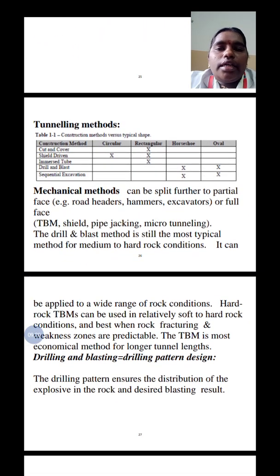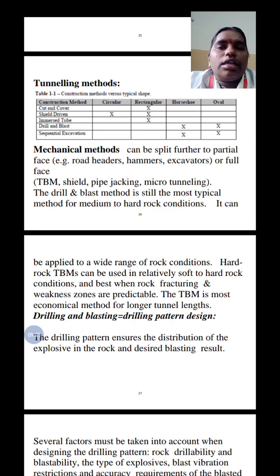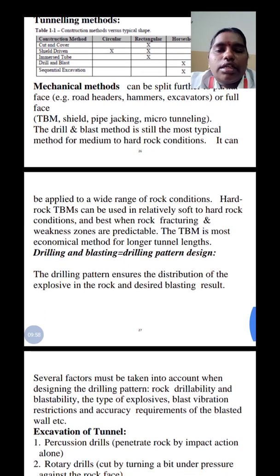Next one, tunneling method. It has 5 methods. First one, cut and cover method. Next one, shield driven method is applicable only to circular shape of tunnels. And then for rectangular tunnels, 3 methods are used: cut and cover method, shield driven method, immersed tube method. Next one, the horseshoe shaped tunnels. By using drill and blast method, sequential excavations are used. Then oval shaped tunnels are done by drill and blast method, then sequential excavation method.